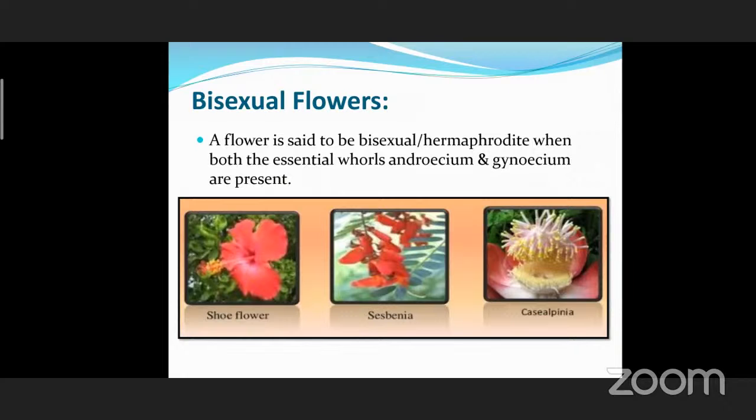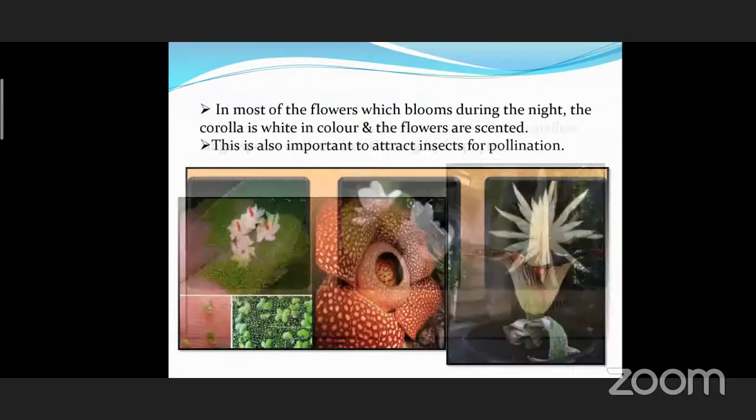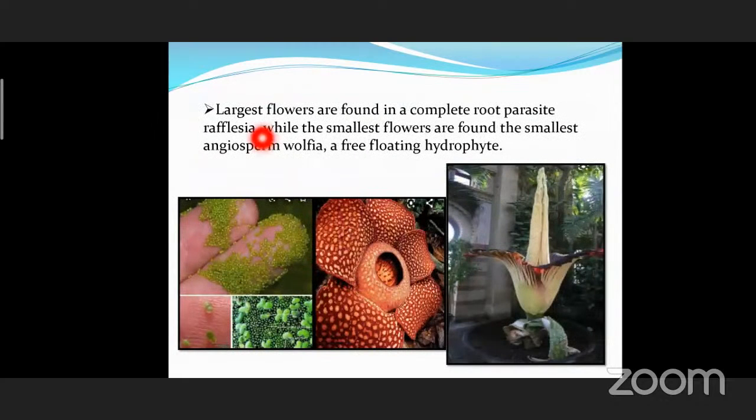These are bisexual flowers. Next, in most of the flowers which bloom during the night, the corolla is white in color and the flowers are scented. This is important to attract insects for pollination. Example, coral jasmine, Ketaki, and Kadamb. These flowers give a good smell. We can enjoy that.